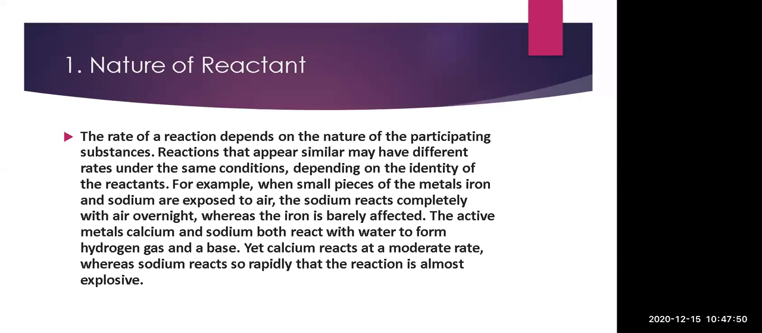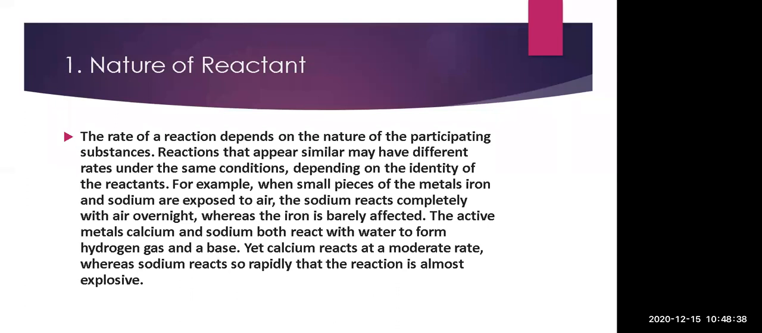If it is highly reactive, then the reaction will appear quickly. But if it is a less reactive reactant, then the reaction will not take place quickly, because its reactivity is less. So reactions that appear similar may have different rates under the same condition. Suppose you are dealing with two reactions. They seem very similar and you might think both will take the same time, but this does not happen. Even if you give all the same conditions, it depends upon the identity of the reactant, whether it is highly reactive or less reactive.